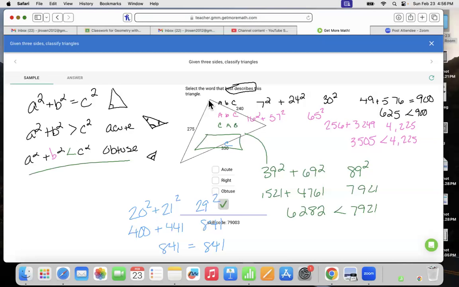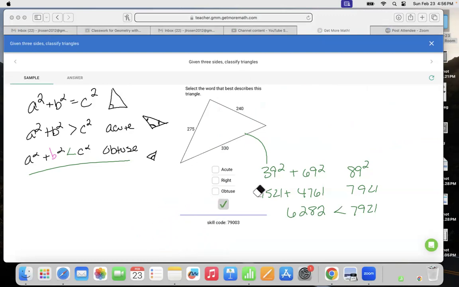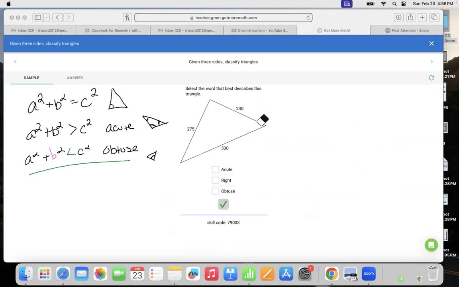Okay, let's erase just this side because I don't want to have to erase and rewrite all of that key over there. And again, you might want to write this stuff over here on the left-hand side of the screen down so you have it to refer to as you're going through this. Okay, so this one says, select the word that best describes the triangle.